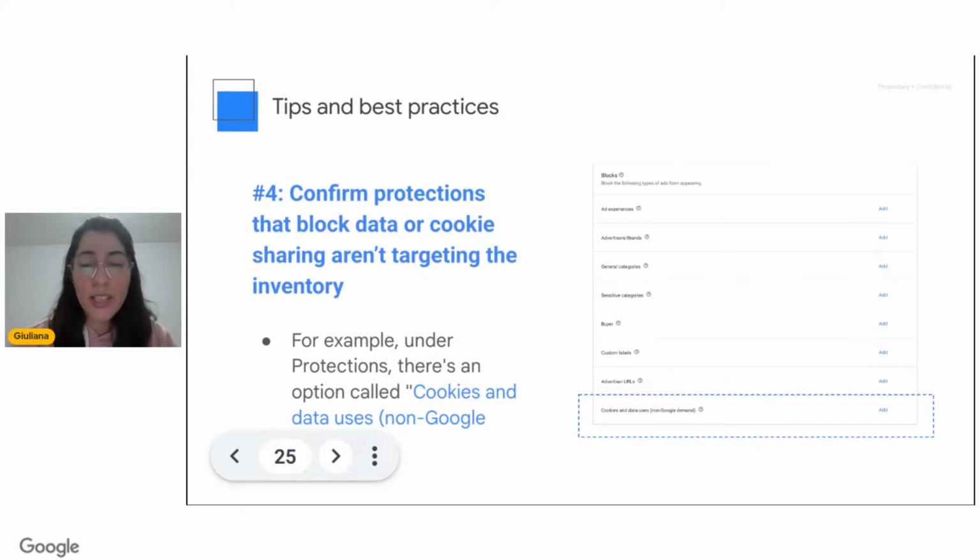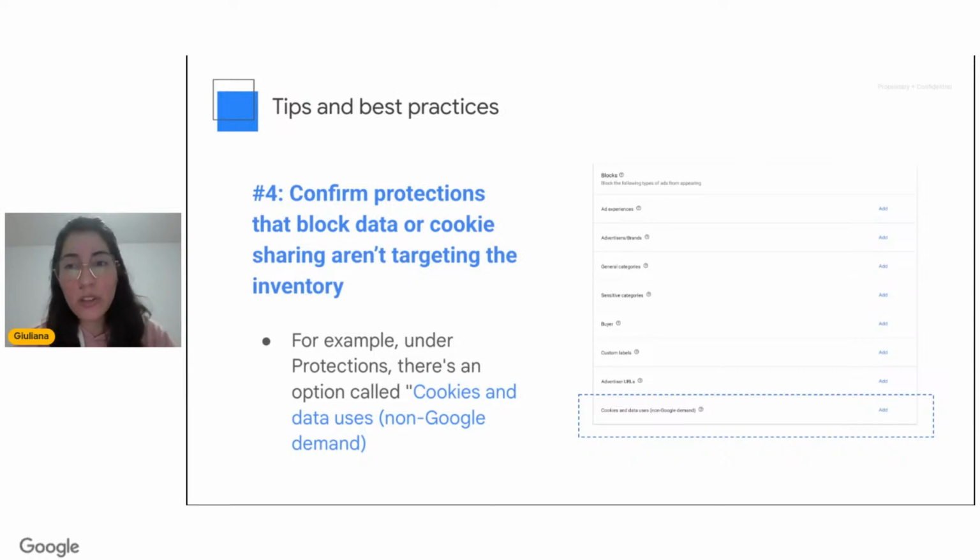Check your demand channel settings and protections to ensure you haven't applied any settings that might block an SDK binder. For instance, under protections, there is an option called Cookies and Data Uses, non-Google demand. If you enable all options within that protection, it will block Ad ID, that's the mobile advertising ID for Android, and IDFA, that's the mobile advertising ID for Apple, from being shared. This would prevent buyers like Meta from participating in the auction.